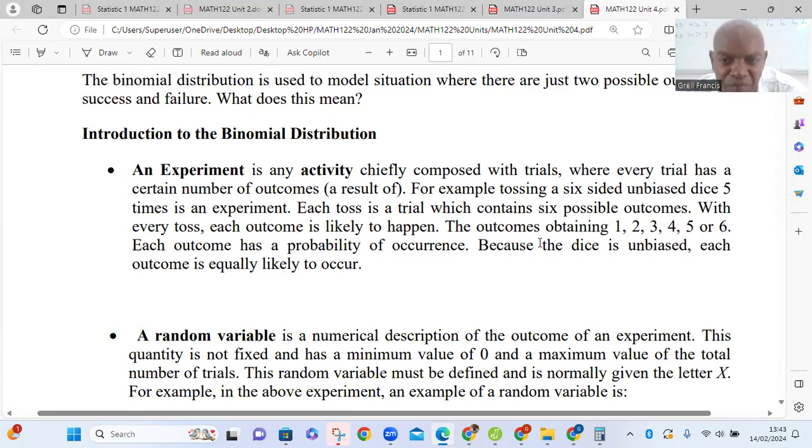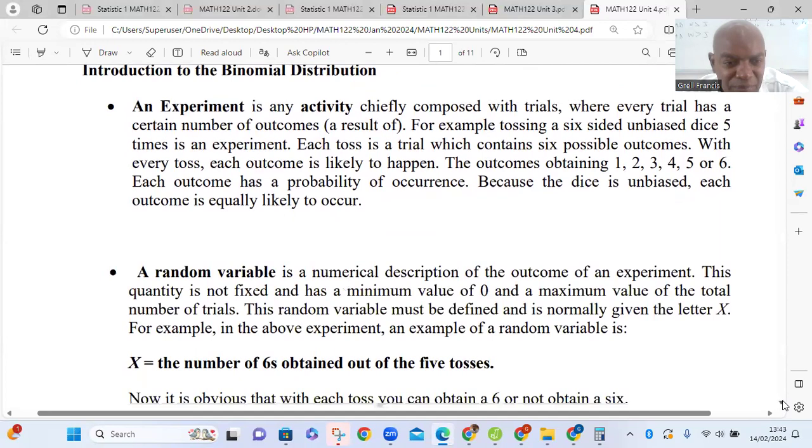The outcomes are obtaining 1, 2, 3, 4, 5 or 6. Each outcome has a probability of occurrence. Because the dice is unbiased, each outcome is equally likely to occur. So that's an example of an experiment.